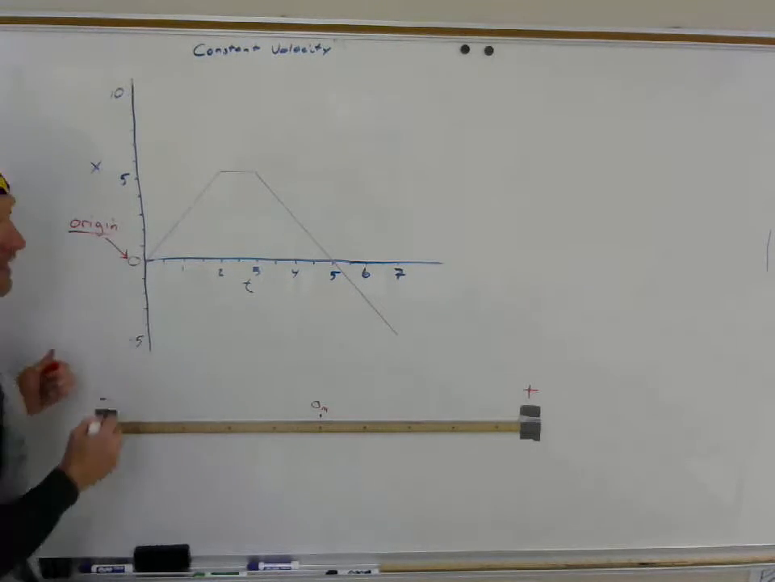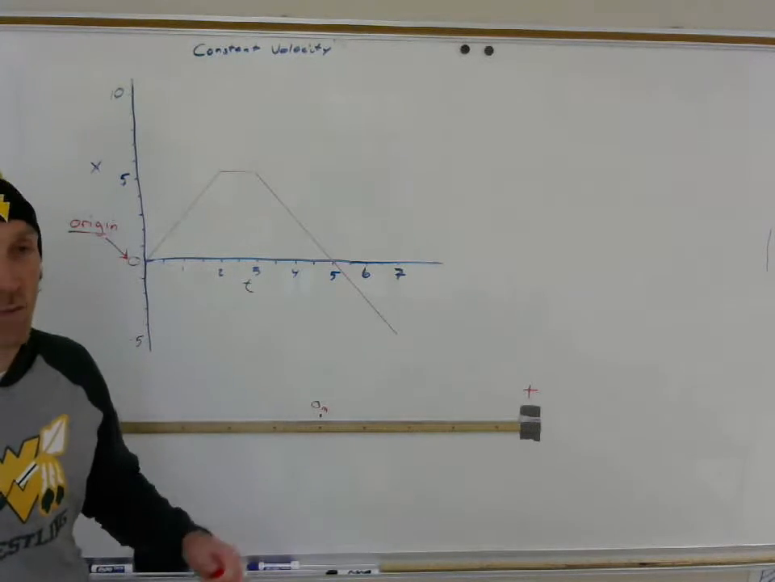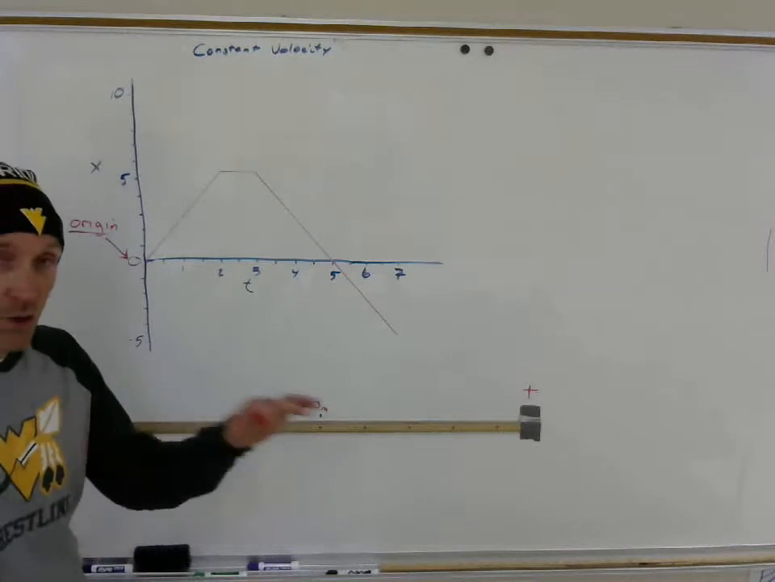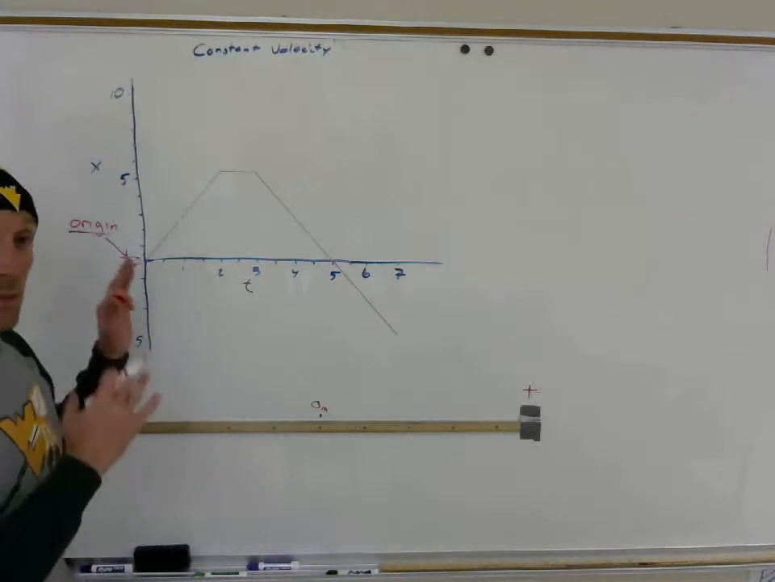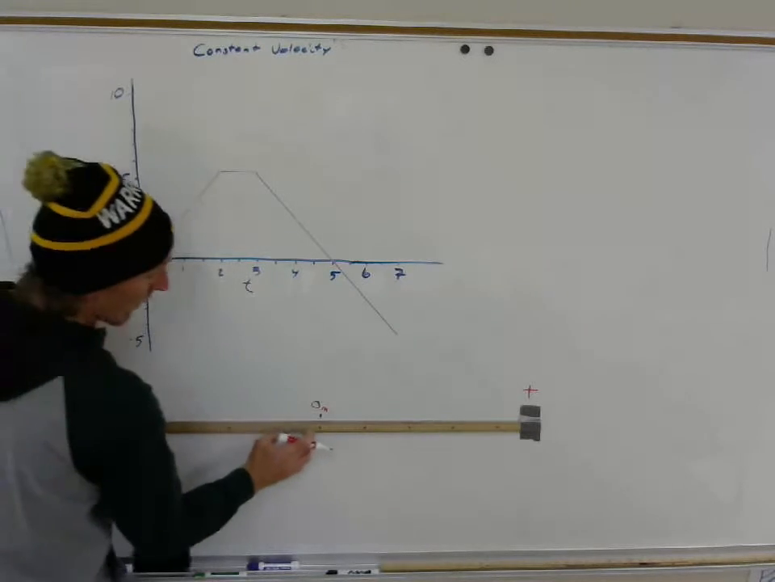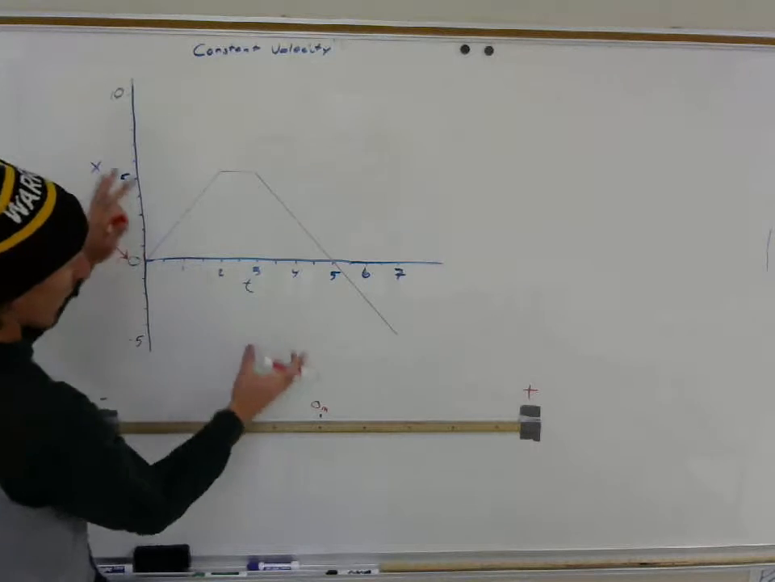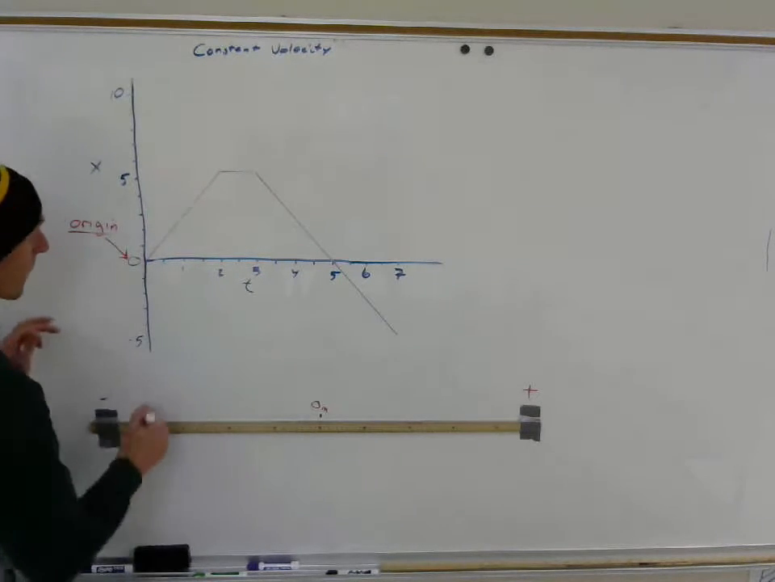This is only on XT graphs. Origin is not located on a VT graph or an AT graph. If you see 0 on those, it means something different. On a position time graph, it means 0. So we're going to say if we have this kind of meter stick down here, that this is my origin, my 0 meter mark. We're going to use these in tandem.